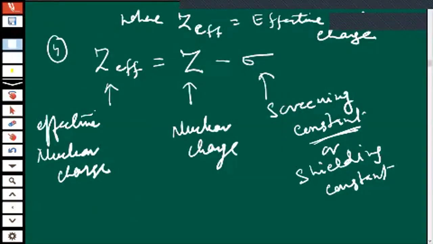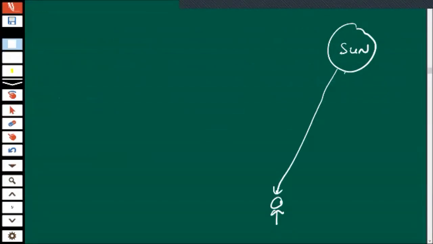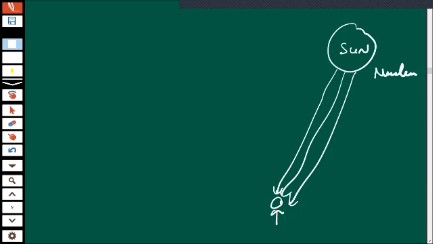See, children. First of all, again, I will tell you what is this screening constant. See, suppose this is the sun and this is one person, or suppose you are only there. So, if the sun is there, then all direct heat will come to you. In chemistry, we will try to understand this is the nucleus and this is the electron. So if nobody is there, then the direct effect of the nucleus will come on this electron.